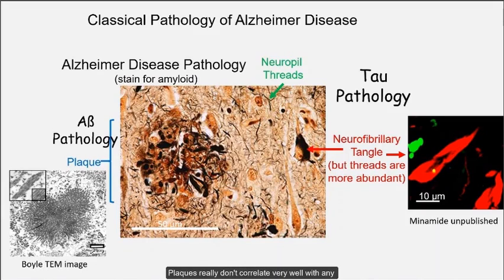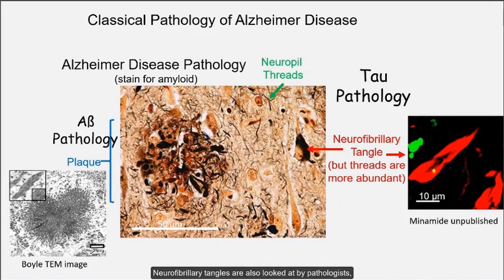Plaques really don't correlate very well with any kind of dementia. You can be cognitively normal and still have a lot of plaque burden in the brain. It may mean that you're headed into problems, but there is no correlation between the amount of plaque and the severity of Alzheimer's disease either. On the other hand, there is a fairly good correlation between a soluble pool of amyloid beta in the dimer and trimer form and cognitive deficits.